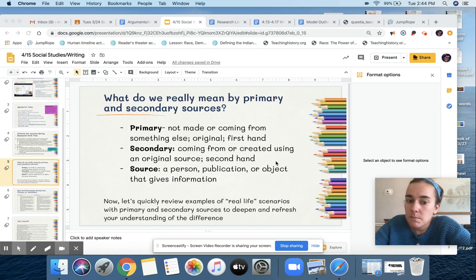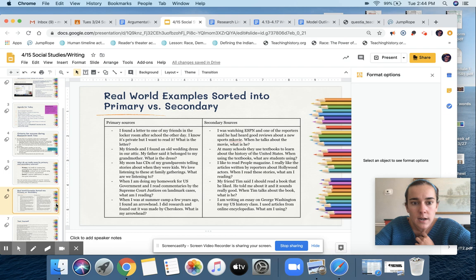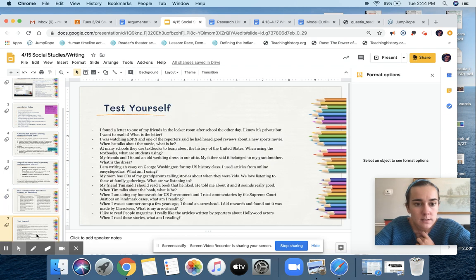So it can be a video, it can be a publication, it can be a person, it can be an object. So we're going to look through a couple real life examples if you'd like, if you're feeling confused and need to refresh on the difference. So if I find a letter to one of my friends in the locker room, and you know it's private, but you want to read it, the letter is what? The letter is a firsthand thing, so it's a primary source, right?